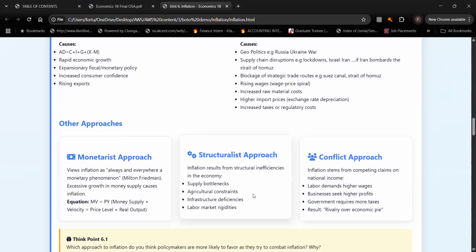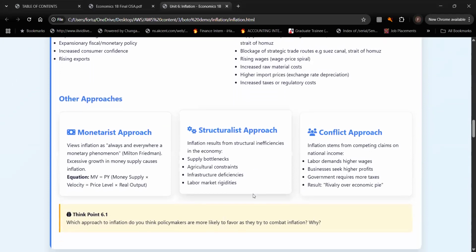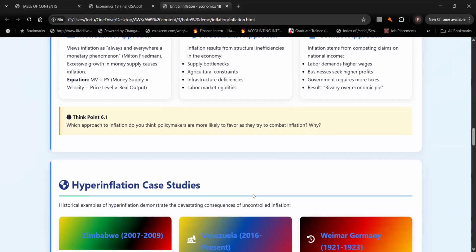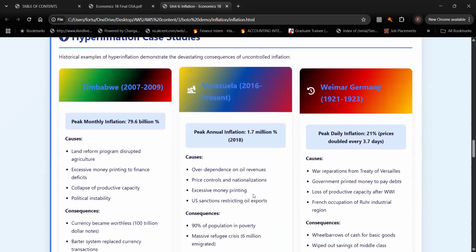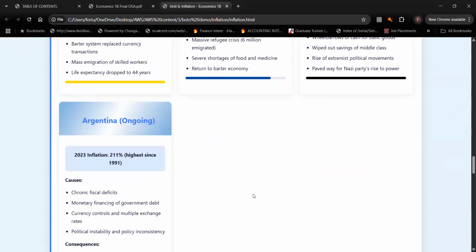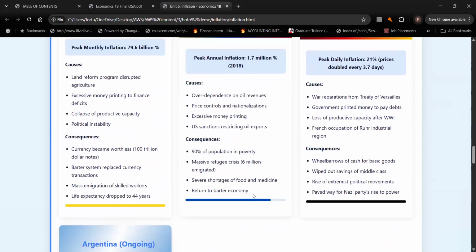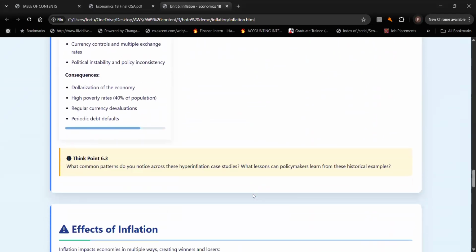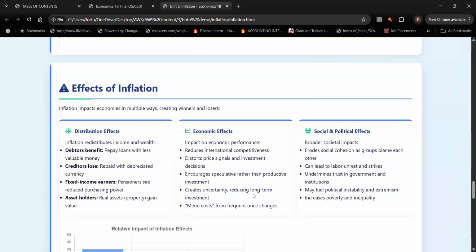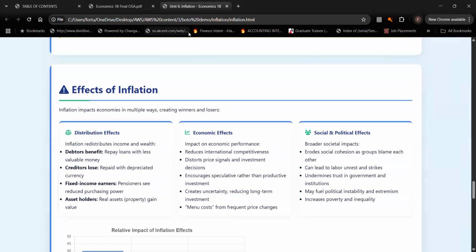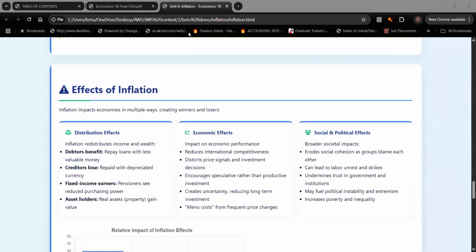All right, so I see that we are running out of time. I wanted to get into the approaches to inflation, the conflict approach and the monetarist approach. I also wanted to get into the case studies we have had in relation to inflation, some of the countries that have faced inflation in recent times, from Zimbabwe, Venezuela, Germany, as well as Argentina, and the consequences it had on the economy. But I see that we are almost out of time here.